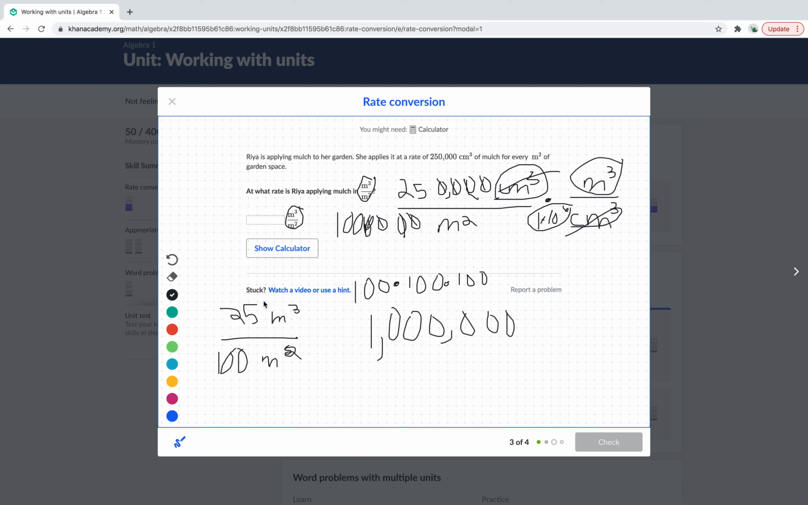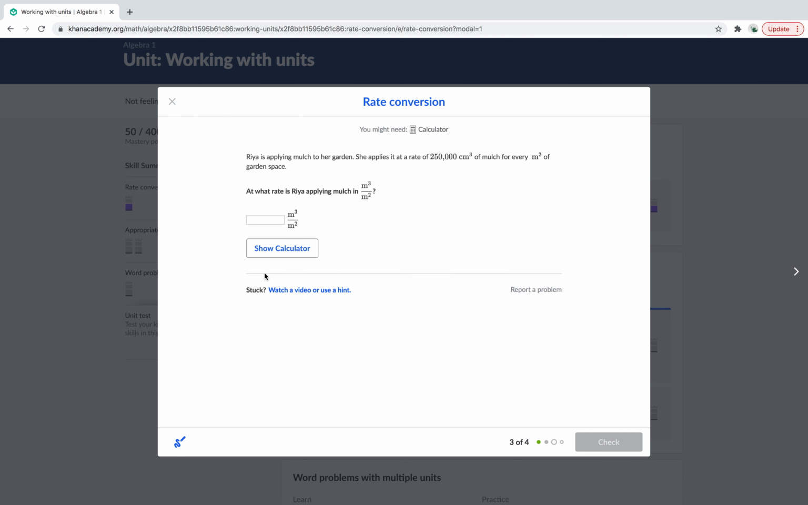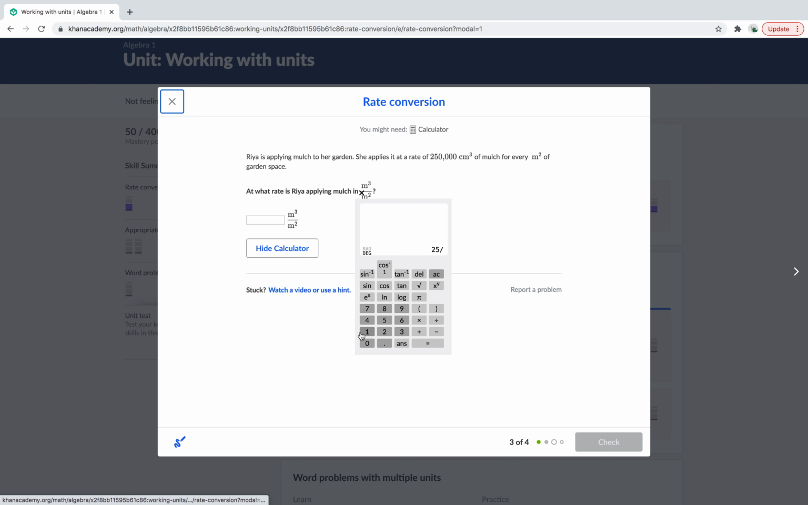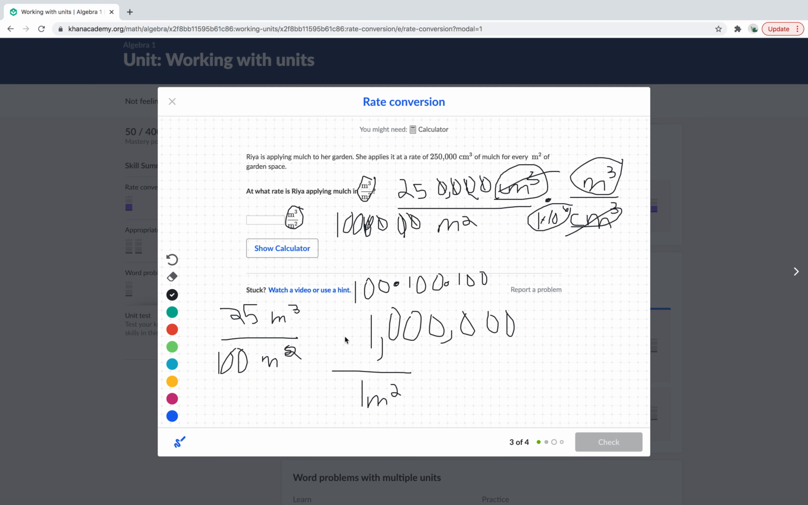But this is still not what we want. We only want 1. In order to get 1 from 100, you have to divide by 100. If you divide this by 100, you'll get 1 meter squared. Now we also have to divide the top by 100. What is 25 divided by 100? You probably already know that 100 divided by 25 is 4, so if we take the opposite, it's going to be 0.4. You can also use the calculator to check. 25 divided by 100 is equal to 0.25, because that's 1/4. Sorry. So 0.25 meters cubed.